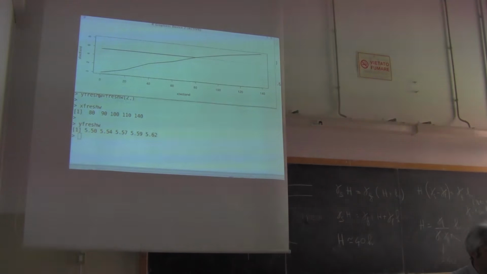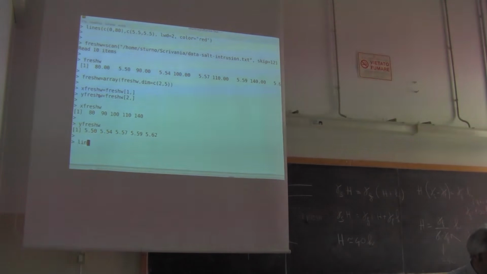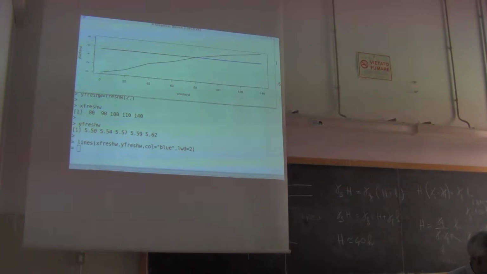Okay, let's try to put the line in the plot. Lines, x, fresh w, y, fresh w. Let's use color equal blue. Let's use a line width equal to, I think it should go. Let's see. Okay, good. The only thing is that, let's try to expand it a little bit.